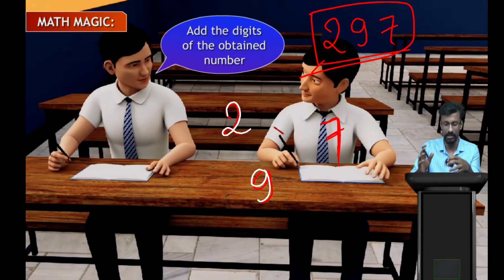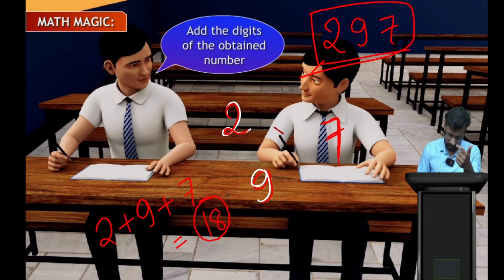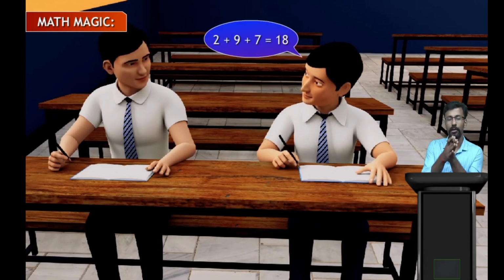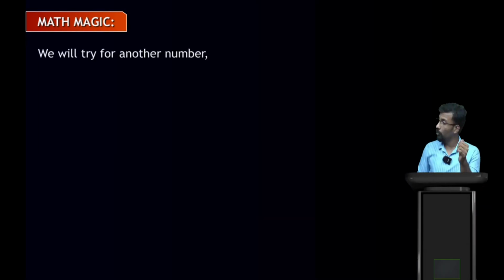We have to add all the digits: 2 plus 9 plus 7. Whatever we get, you will get 18. So 9 plus 2 is 11, and 11 plus 7 is 18. Look at the screen now. We are adding all of the digits from the number 297. So 2 plus 9 plus 7 gives us 18 as a result. Fine. Now we will try with another number.